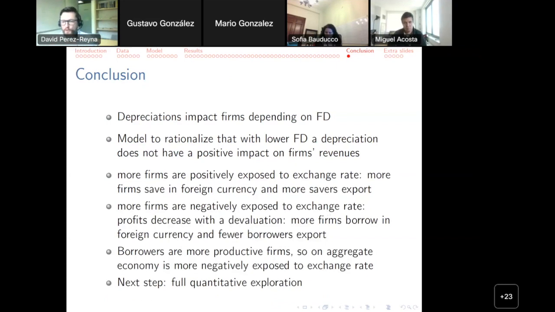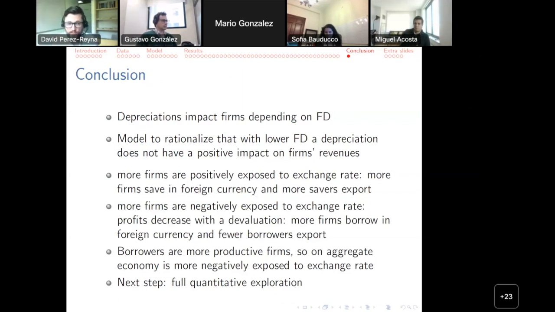And just to conclude, what I showed you today was a model where the impact of a depreciation depends on financial development. We rationalize why in economies with lower financial development, the depreciation does not have a positive impact on firms' revenues. The reason is that with less financial development, we have both more firms positively exposed to the exchange rate, but also more firms negatively exposed to the exchange rate. And the firms that are negatively exposed are more productive. So on net, the economy is more negatively exposed under a devaluation.